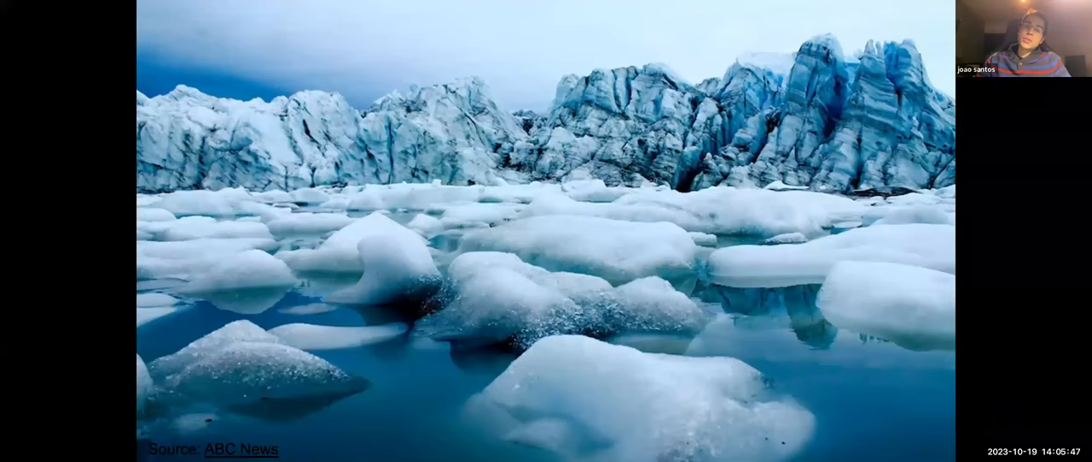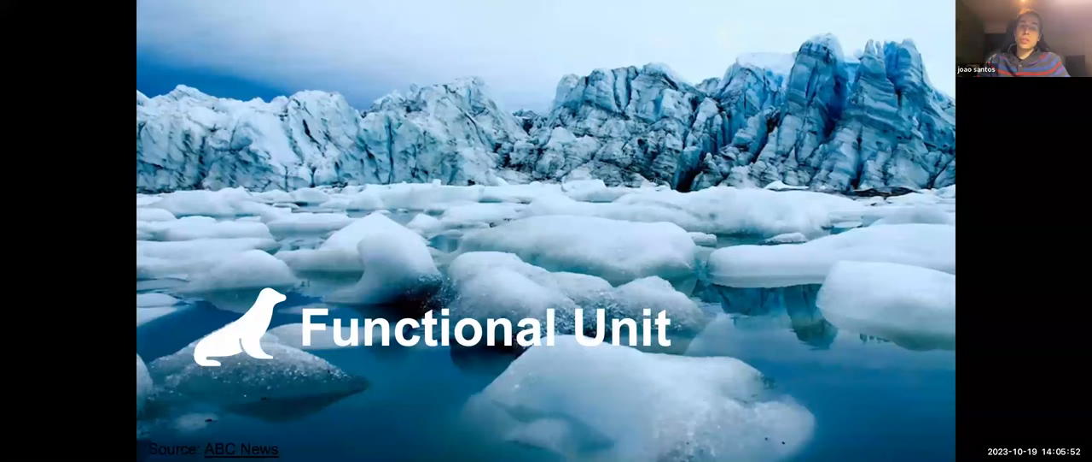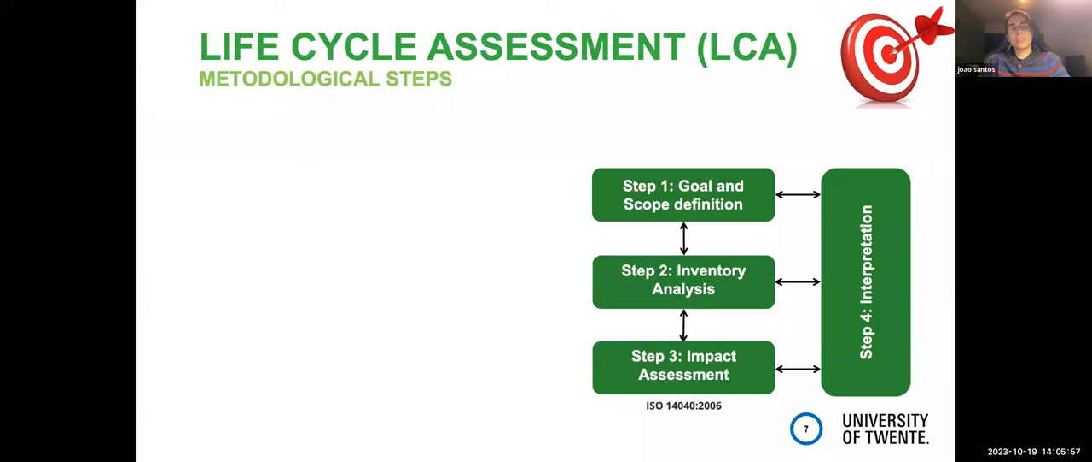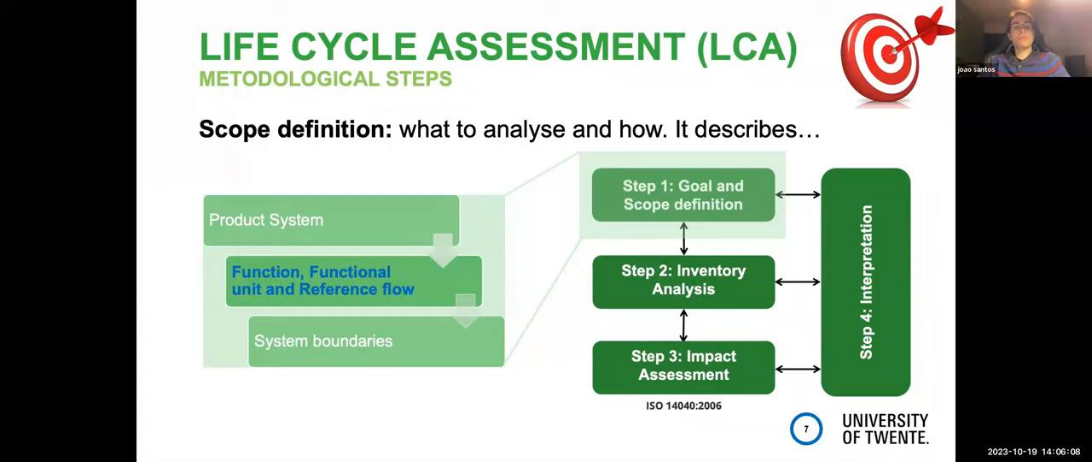The first one, which is in my opinion one of the most important, is related to the functional unit. You know that the LCA comprises four main steps. In the first one, the goal and scope definition, we have to describe the product system, the functional unit, reference flow, and the system boundaries.